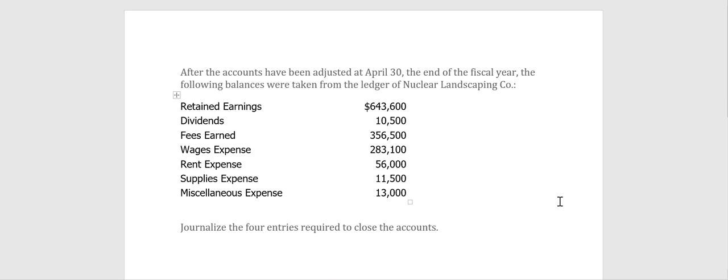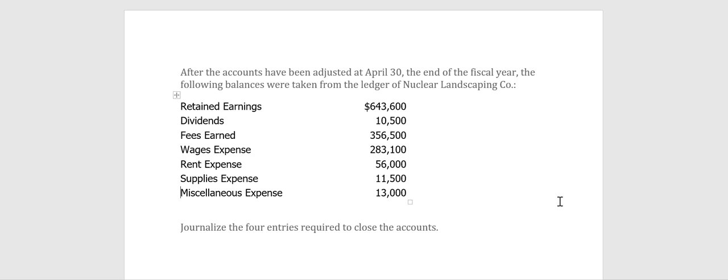It tells us that after the accounts have been adjusted at April 30th, the end of the fiscal year, the following balances were taken from the ledger of Nuclear Landscaping. So they're telling us that our current balance in retained earnings is $643,600. They tell us that our dividends account is at $10,500. We have one revenue account, which is our fees earned, and it currently has $356,500 in there. We have our wages expense account at $283,100. We have our rent at $56,000. We have our supplies at $11,500. And finally, we have our miscellaneous expense at $13,000.